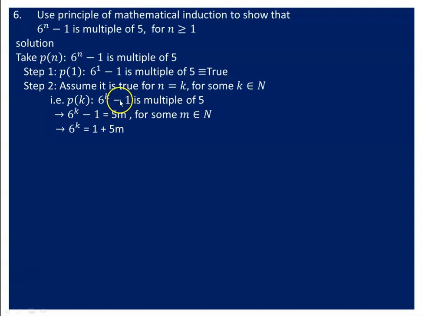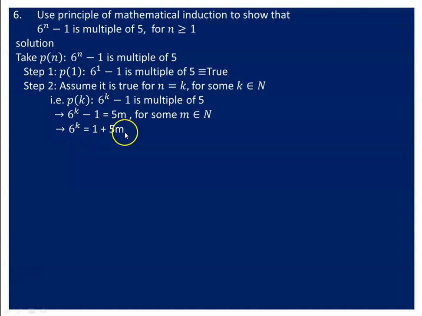For instance, 20 is a multiple of 5. What is the reason behind that? Because 20 can be written as 5 times 4. 30 is a multiple of 5 because 30 can be written as 5 times 6. So, considering again that 6 to the power of k minus 1 is a multiple of 5, you can write that as 6 to the power of k minus 1 equals 5 times m, for some m, an element of natural numbers. Now shift this minus 1 to the right, and it turns out to be 1 plus 5m. So now, students, you have 6 to the power of k equals 1 plus 5m.